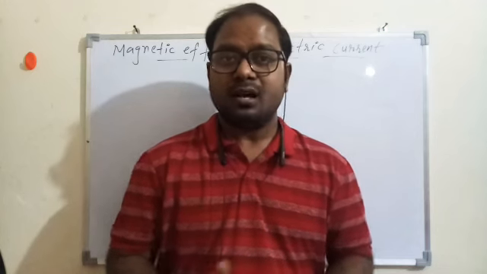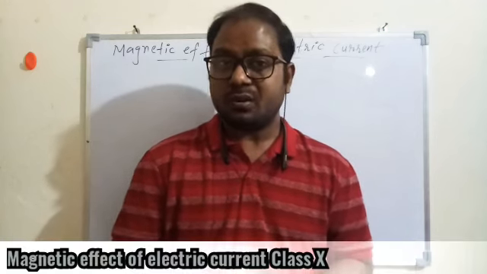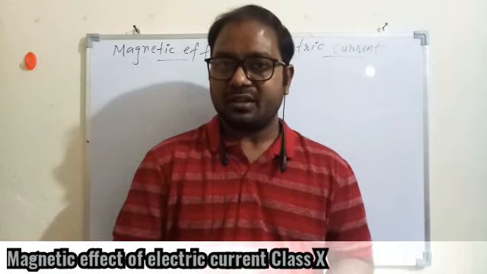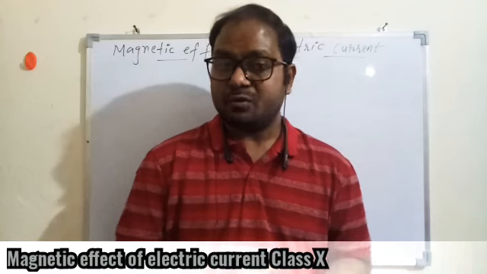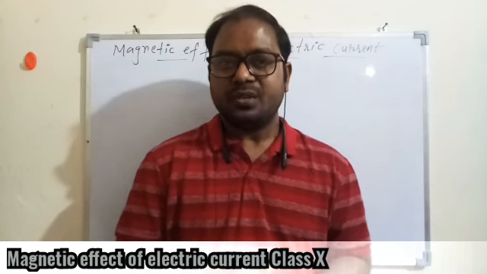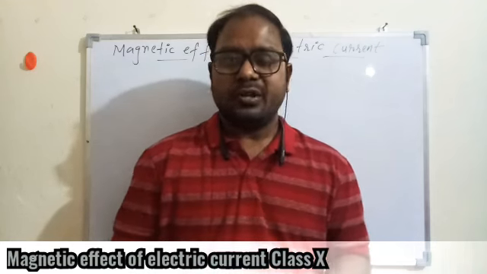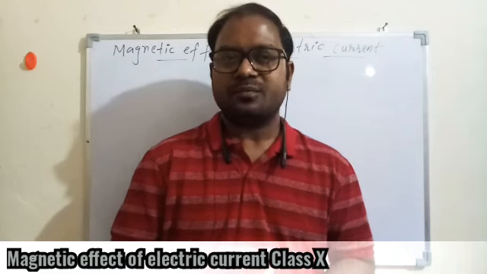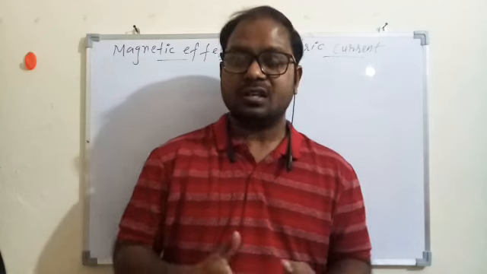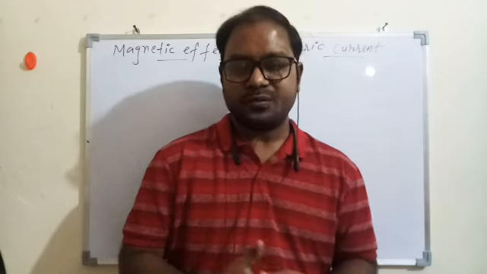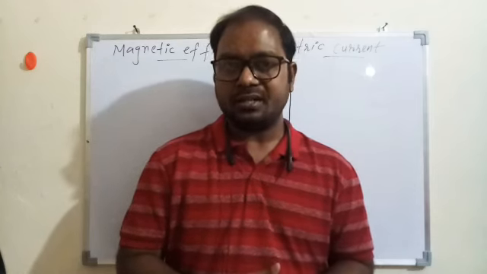Okay, so now since we have completed one chapter, we are going to the next chapter, that is magnetic effect of electric current. This is quite a lengthy chapter but we don't have much numerical. Today we are going to discuss the magnet, the magnetic field and magnetic field lines. These are the three main topics we are going to cover today. I hope you will be able to understand the concepts.